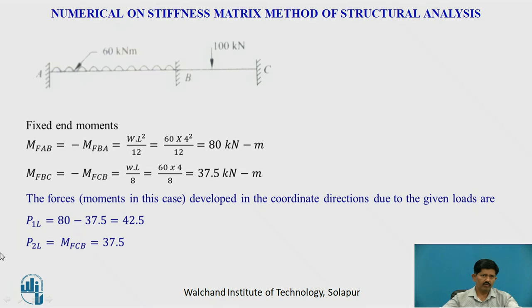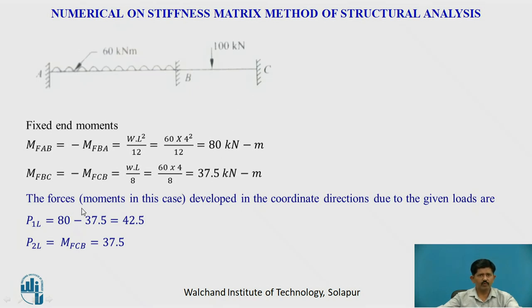So now we will find the fixed end moment for span AB, that is MFAB is equal to WL square by 12, that is 80 kilonewton meter, and MFBC is equal to minus MFCB, that is WL by 8, that is 37.5 kilonewton meter. So this MAB and MBA are same, and MBC and MCB are same.